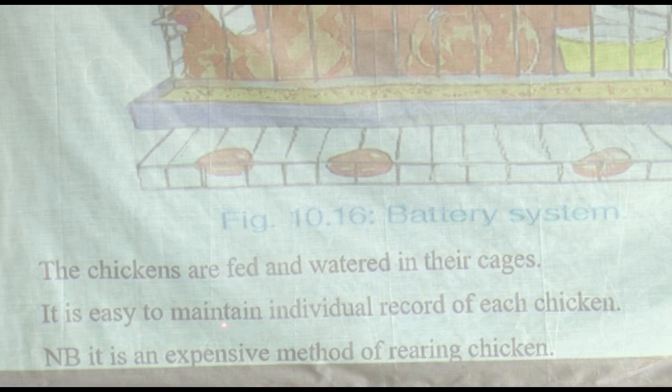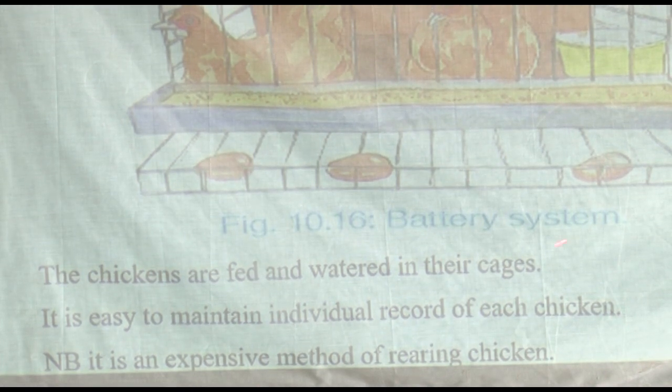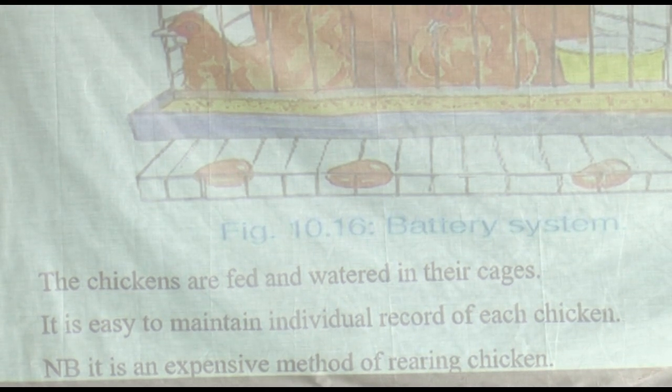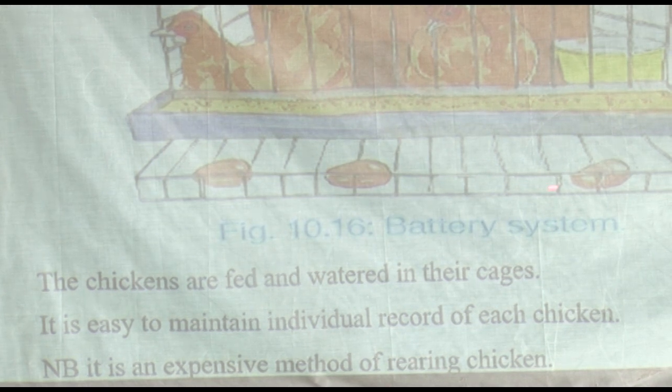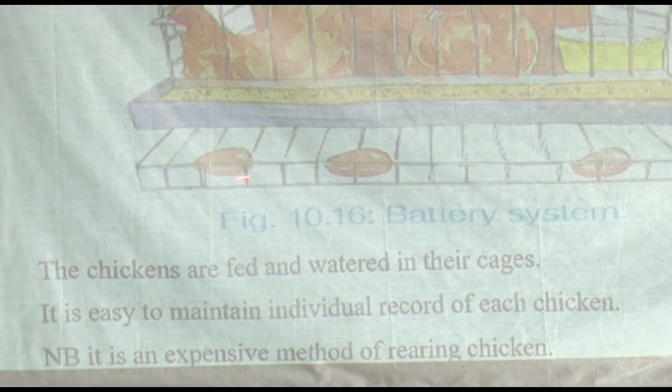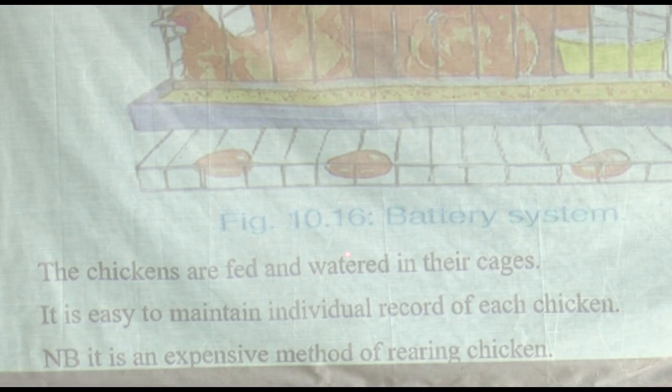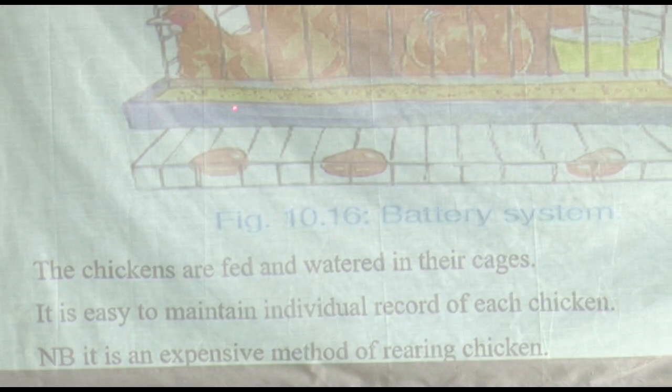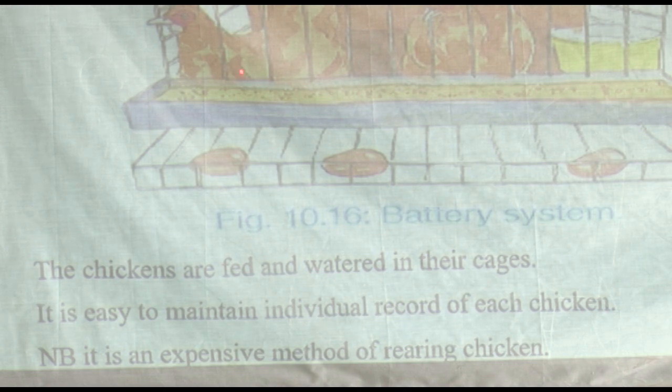One of the advantages is that it is easy to maintain individual records of birds. You can see here, each bird here and the eggs are laid and then they will drop here. So it is quite easy to keep individual records of birds, knowing on a day how many eggs have been laid by each bird. Another advantage is that it is quite easy to control diseases because each bird you can keep in a cage. This is very important. And it's also easy to feed birds because you provide feeds and water in each cage.